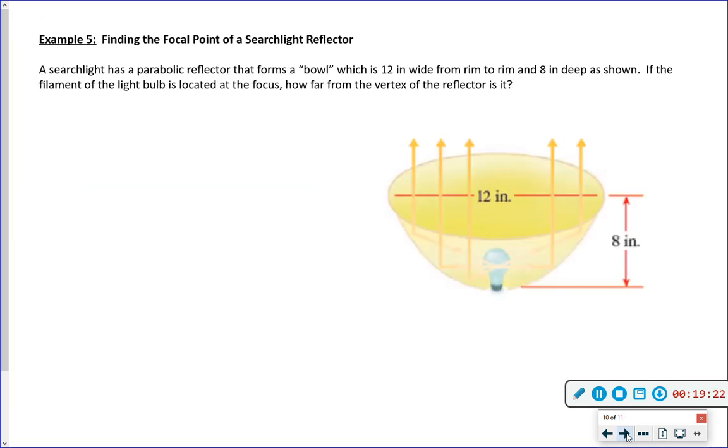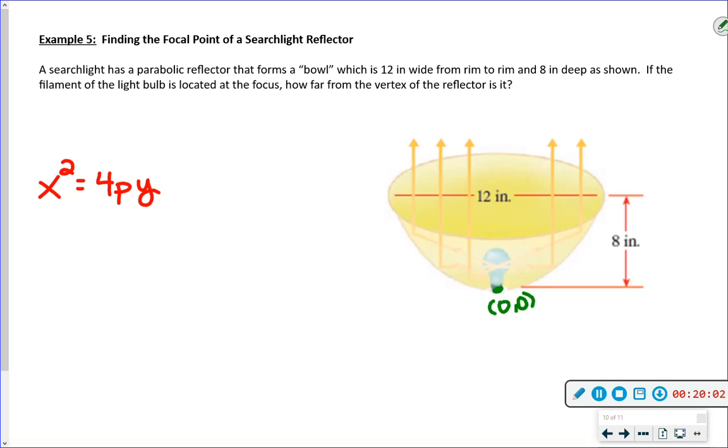A searchlight has a parabolic reflector that forms a bowl, there it is, 12 inches wide from rim to rim, 8 inches deep as shown. If the filament of the light bulb is located at the focus, how far from the vertex of the reflector is it? Okay. Well, let's first look at this. It clearly is opening up, so I'm thinking about that first blue equation, the x squared equals 4py. Now, I don't know where the focus is on here, so I don't know what p is, but if we think about this, of course, remember at the origin.